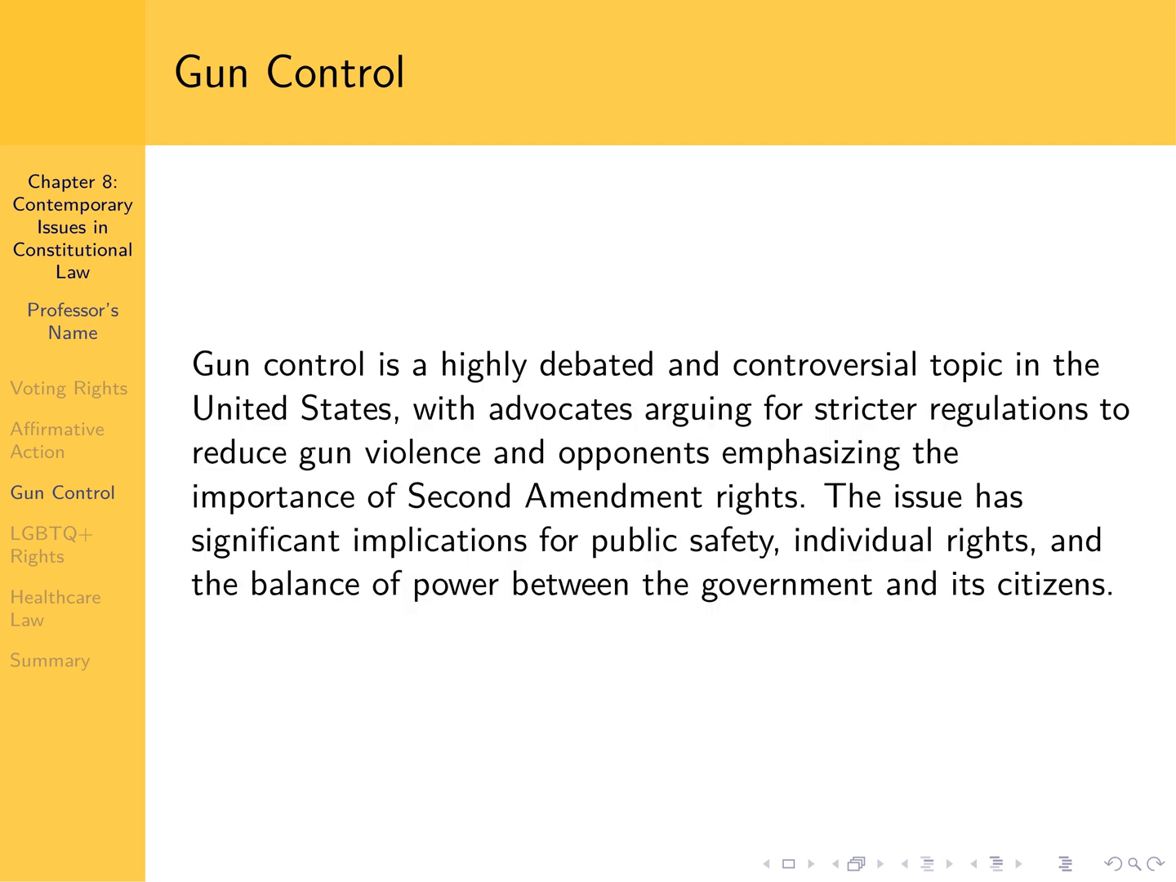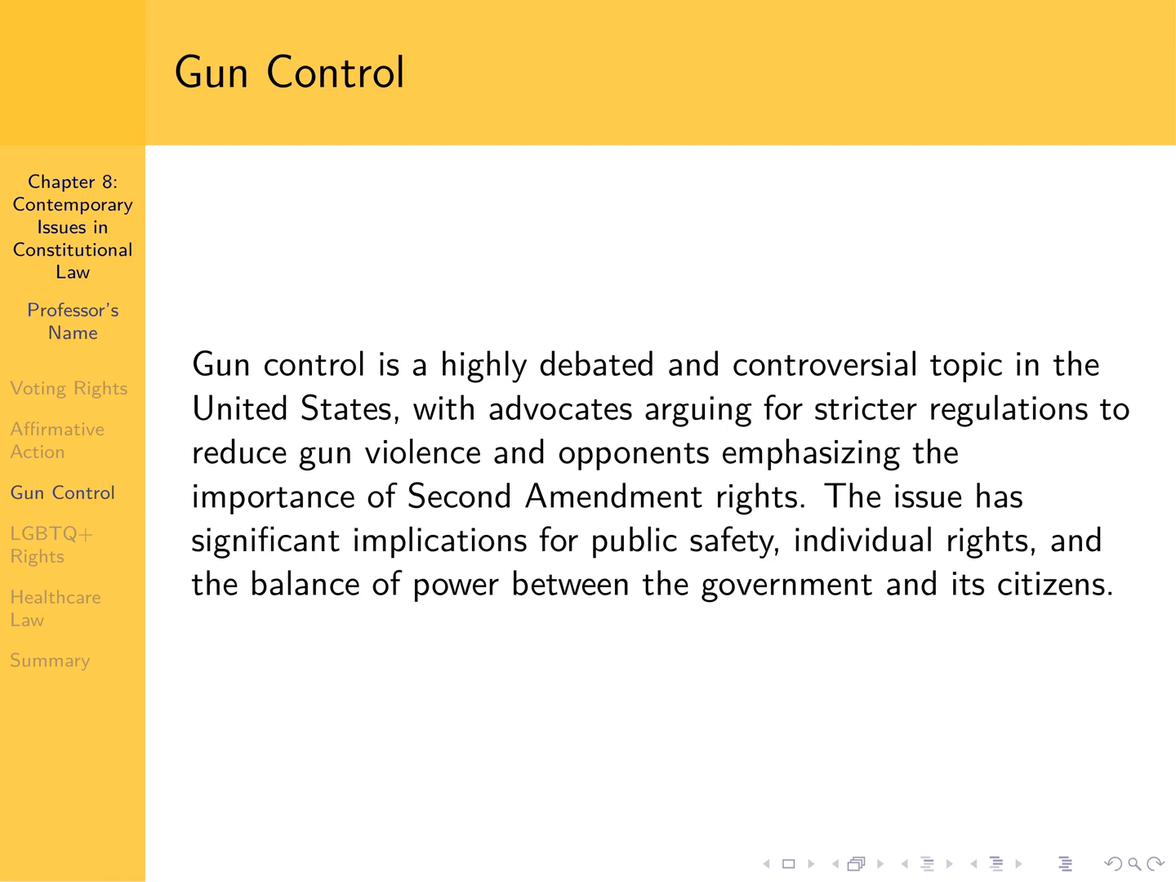Gun control is a hotly debated issue in the United States, with advocates pushing for stricter regulations to curb gun violence and opponents defending Second Amendment rights. The debate extends beyond just public safety, delving into the realm of individual rights and the balance of power between the government and its citizens.